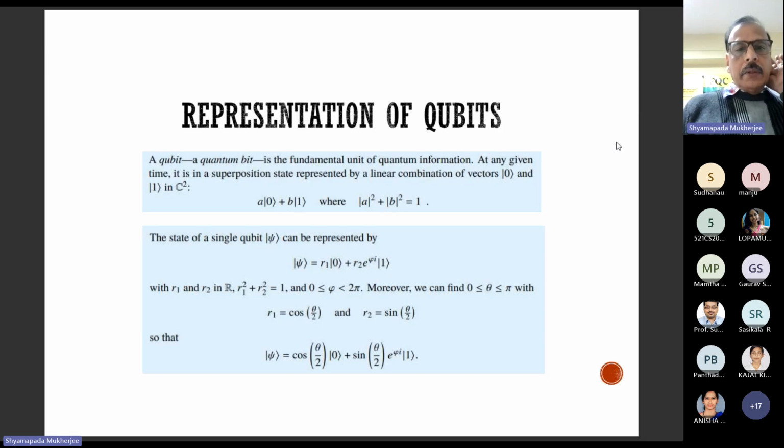R1 square plus R2 square is 1. Phi goes from 0 to 2 pi, and theta goes from 0 to pi. And R1 also can be represented by cos theta by 2, R2 is equal to sin theta by 2. So naturally, the qubit can be represented by cos theta by 2 |0> plus sin theta by 2 e to the power i phi |1>.